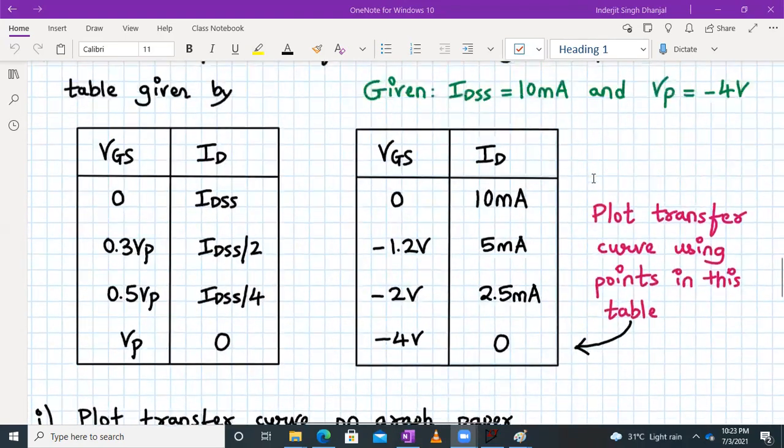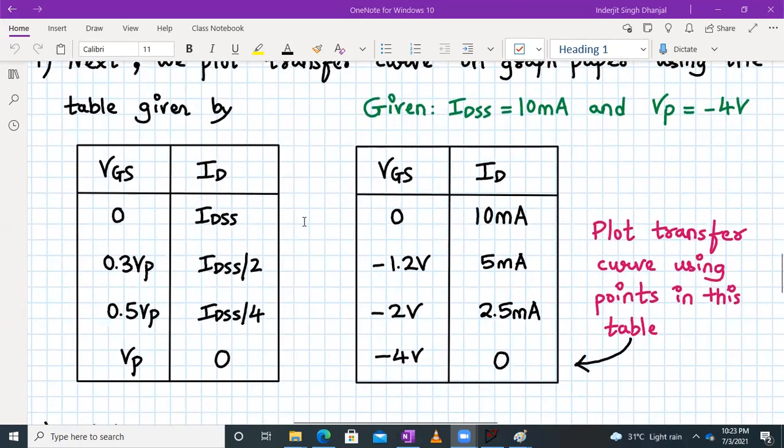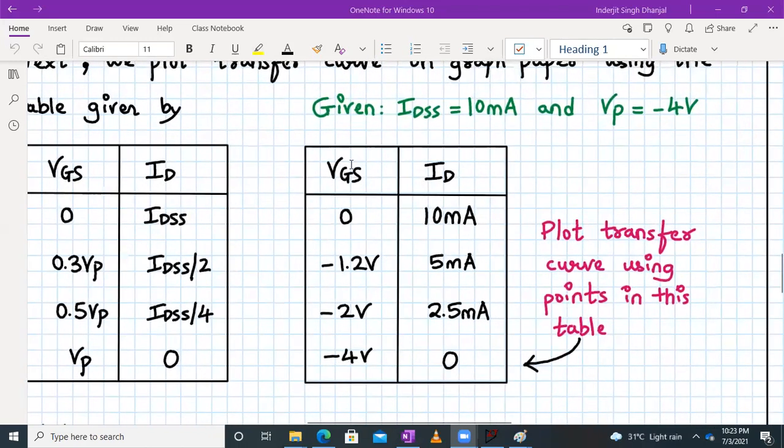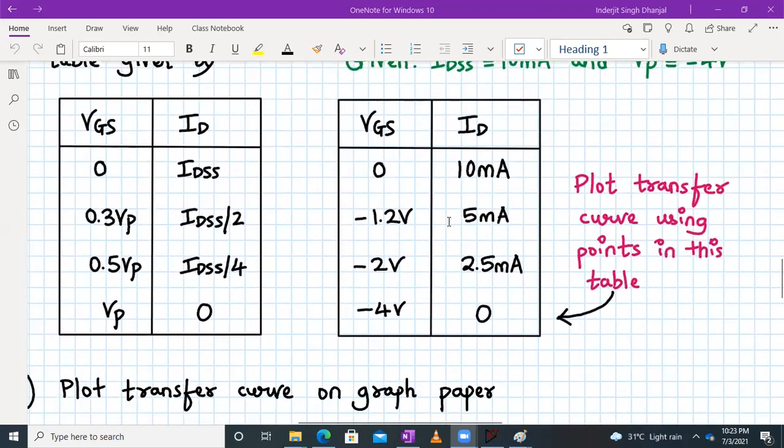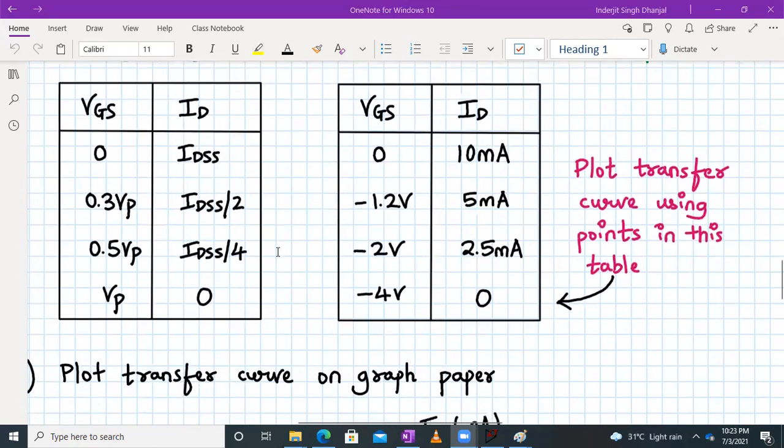So we know that the transfer curve is a nonlinear curve, and for drawing a nonlinear curve, we require at least 4 points. So in our given example, IDSS is given as 10 milliamperes, VP is given as -4. So we plug in these values in this table, and we'll get VGS as 0, -1.2, -2, -4. Correspondingly, the values of ID are 10 milliamperes, 5, 2.5 milliamperes, and 0. So we have to plot these transfer curves using these points in the table on the graph paper.